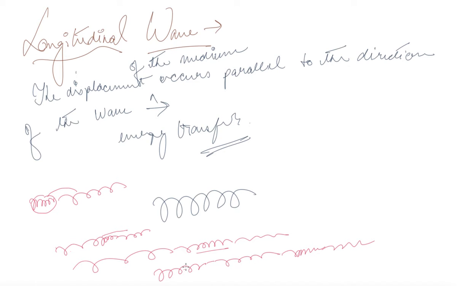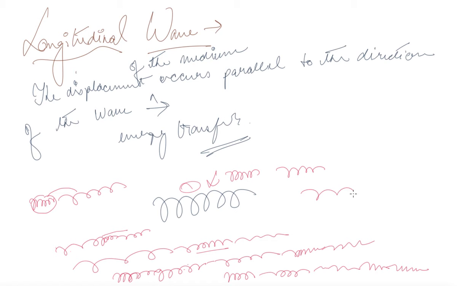Now a part which is behind this will be elongated, and so this part will again be compressed. This part will be normal, this part will be elongated, this part will again be normal, and this part will be compressed. So in this way, first a compression will occur over here, then it will come back to its original position, then it will be elongated, then again it will come back to its original position, and then again it will be compressed, come back to normal, and be elongated. So this is the process.